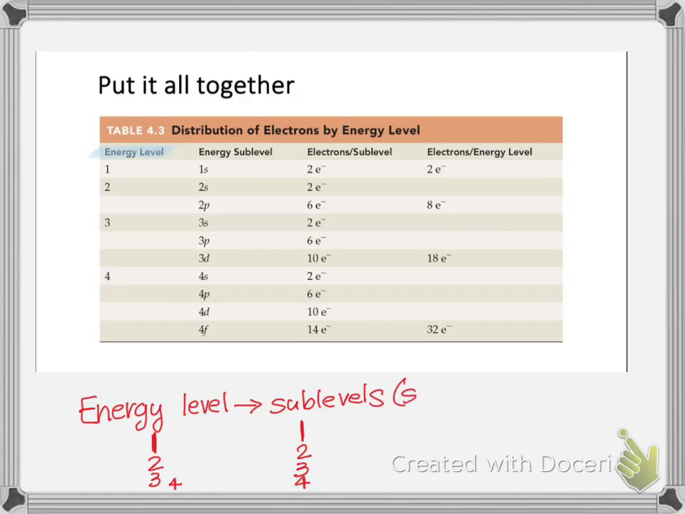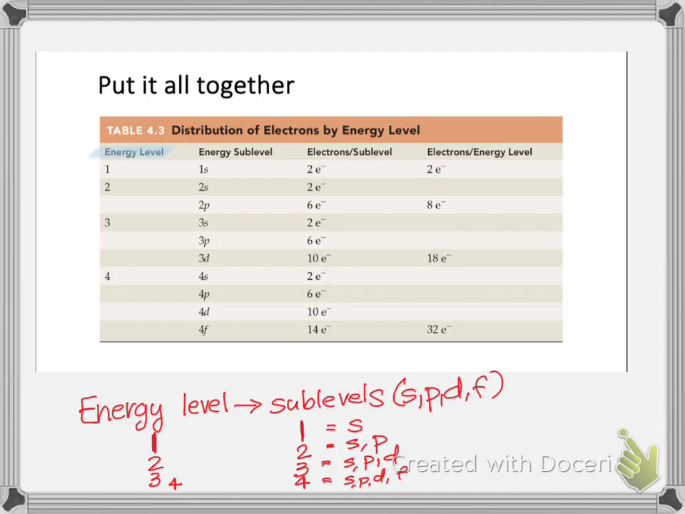Now, the sublevels are S, P, D, F, and they always start over every time you go to a new energy level. So the first one, if it only has 1, would have an S. The second one would have an S and a P. The third one has S, P, D. The fourth one has S, P, D, and F. Okay, so it has 4.